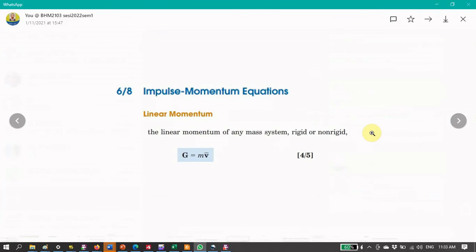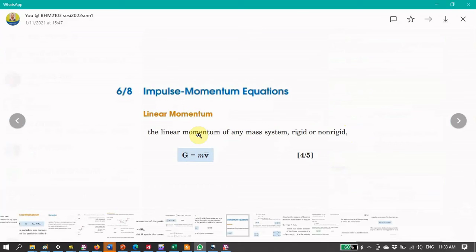I'm not going to look at an example right now. We're going to look at an example afterward. We're going to look at the rigid body. Because we don't have much time, first we look at chapter 6.